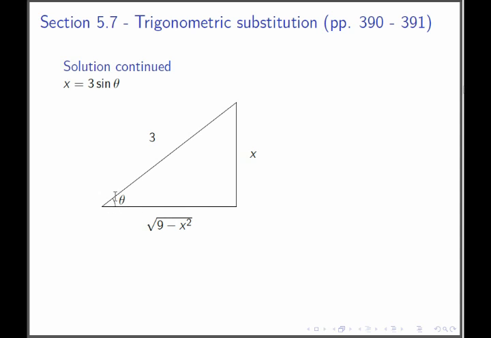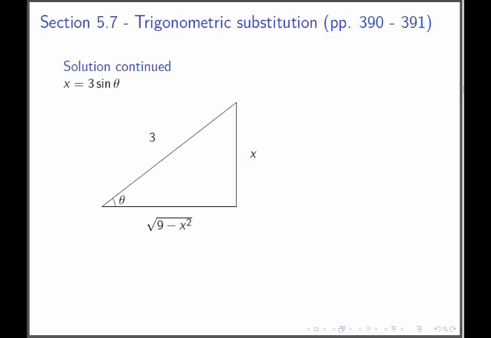If theta is this angle here, then to say that x equals 3 sine theta is the same as to say sine theta equals x over 3. But remember, sine is opposite over hypotenuse. So opposite over hypotenuse is supposed to be x over 3. Then, if we use the Pythagorean theorem, this squared plus this squared should be equal to this squared, and therefore we conclude that this side is equal to square root of 9 minus x squared.